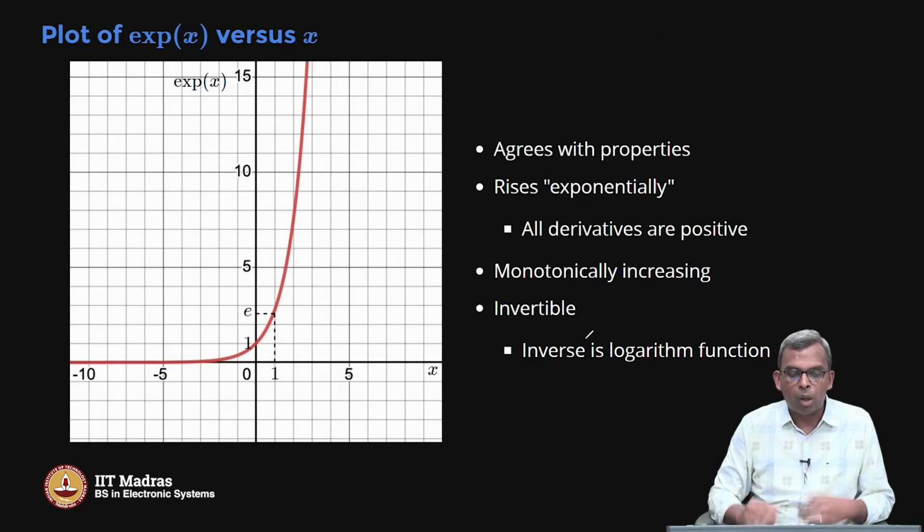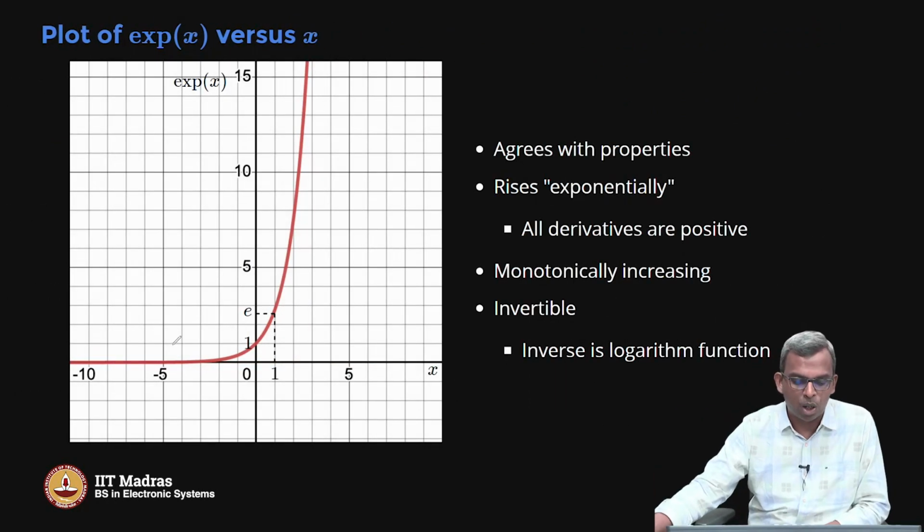Okay. So now we can plot, right? So this is a plot. Desmos will give you this plot, but you can intuitively see this agrees with all the properties. It starts at 0, okay, at minus infinity, but even at minus 5 it looks pretty much like 0, okay. So it falls exponentially on the negative side and it rises exponentially on the positive side.